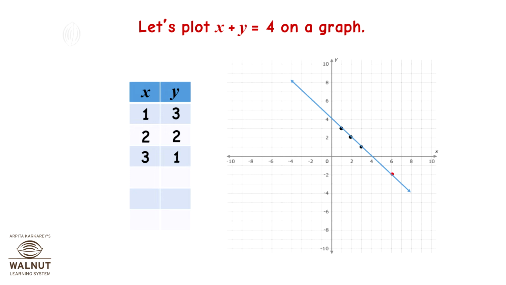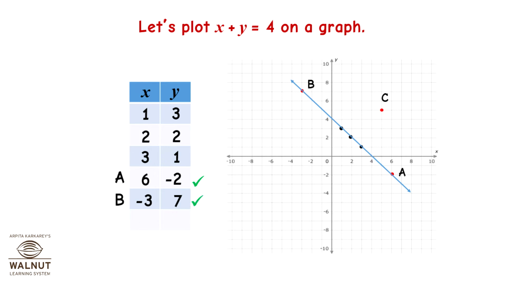Let's check. Consider a point A on the line. What are the coordinates of the point? The coordinates are 6 and minus 2. What is 6 plus minus 2? It is 4. So that satisfies the equation. Consider another point B on the line. What are the coordinates of the point? The coordinates are minus 3 and 7. What is minus 3 plus 7? It is 4. So that satisfies the equation.